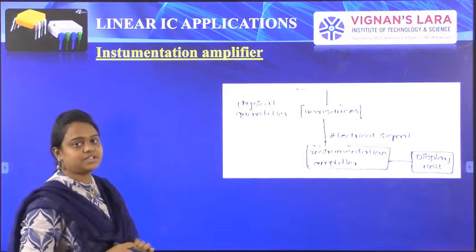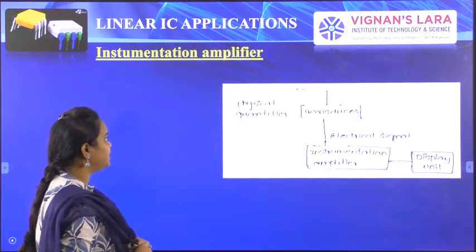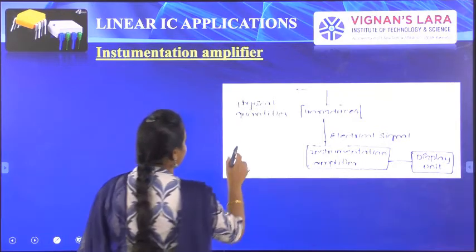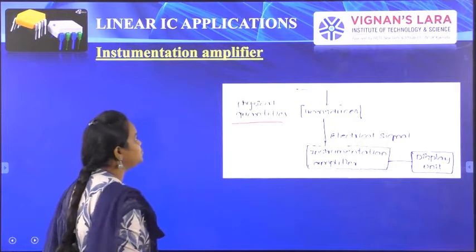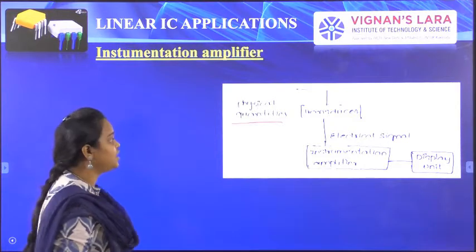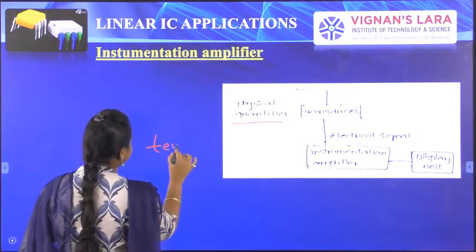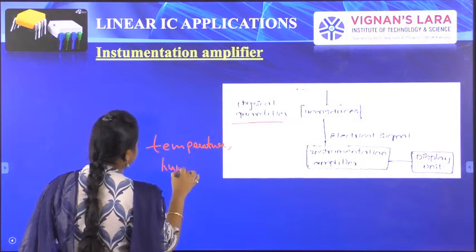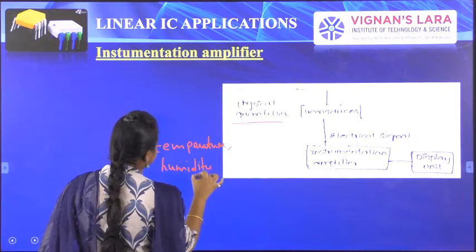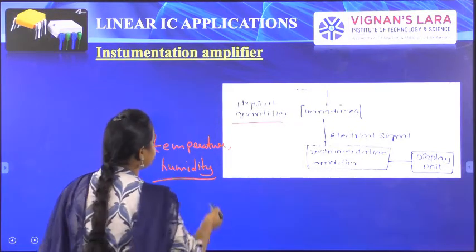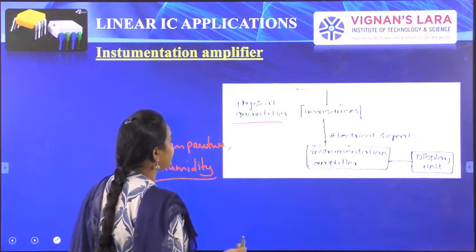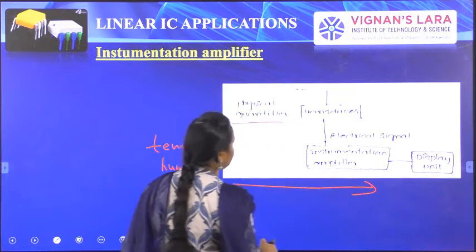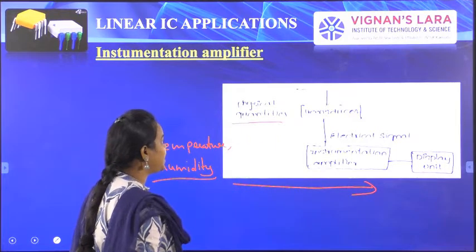So here the next concept is the instrumentation amplifier. The instrumentation amplifier is used to measure physical quantities such as temperature and humidity, which are present in the atmosphere. These are the physical quantities measured by this instrumentation amplifier. This is the amplifier which is going to measure the physical quantities from the environment.